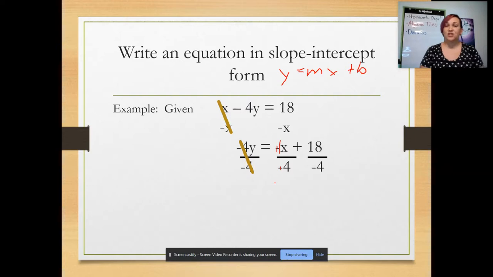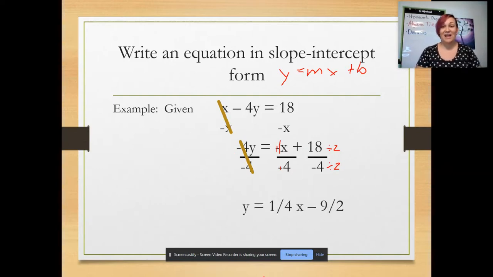For my other fraction, 18 is not divisible by 4, but we can simplify it. We can divide these both by 2. Okay, so when I divide them both by 2, it'll turn into 9 over 2. And then a positive divided by a negative turns into a negative. So this would be my final answer for this question.